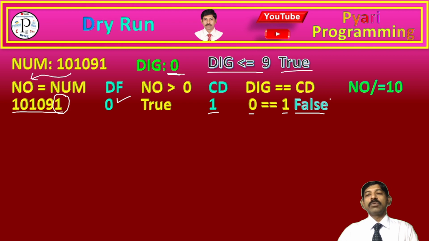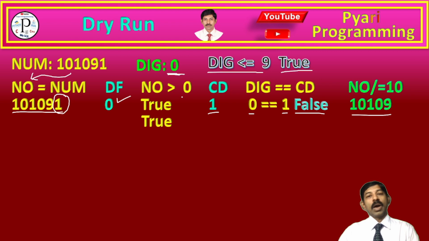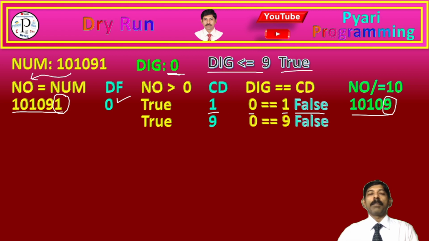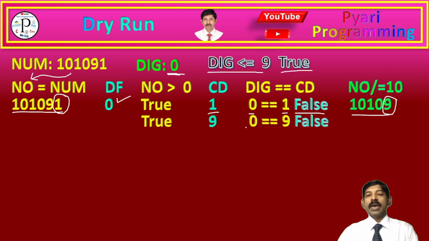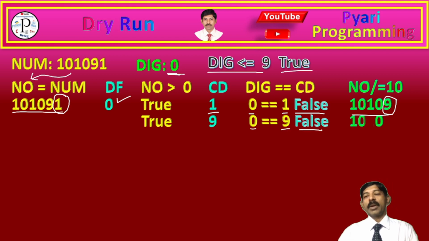After that, I will reduce the number. Once I reduce the number, I will get 10109. Now I will check 10109 is greater than 0. It is true. I will extract one more digit where the current digit is 9. Now 9 will be compared with 0. So dig is 0, which is not equal to 9, that's why it is false. Now I will reduce the number again.